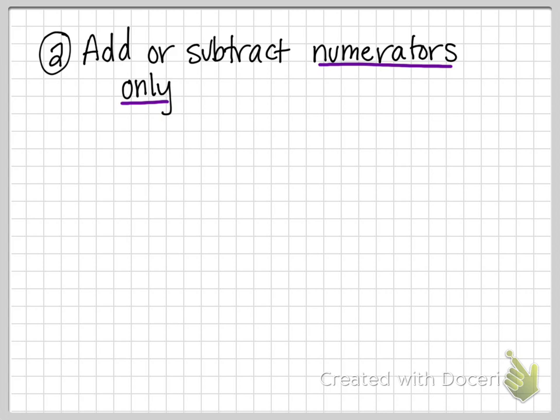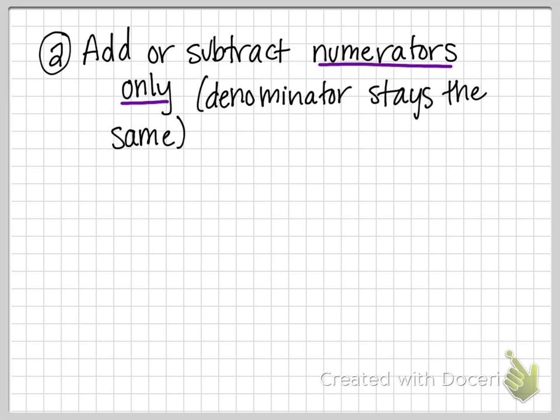We add or subtract the numerators only. So when we have our common denominator, we add or subtract the numerators only. We leave the denominator exactly the same. So this would look like, if we're pulling from our last slide, 4/6 plus 3/6. The denominator stays the same, and we add the numerators. 4 plus 3 is 7.